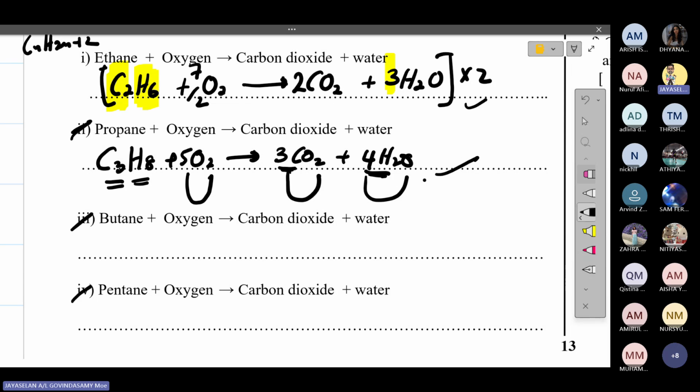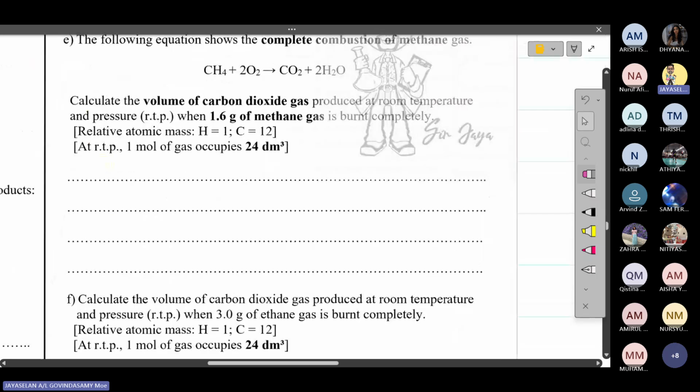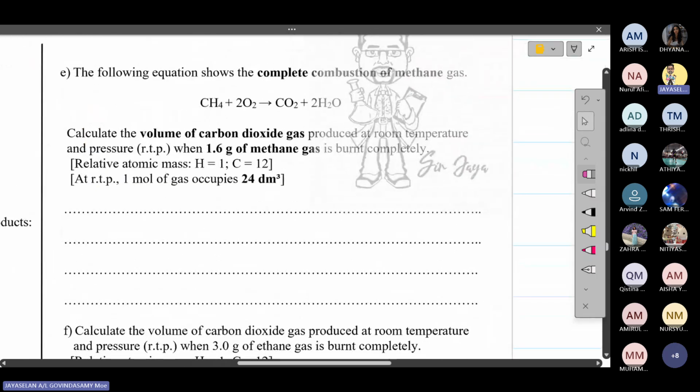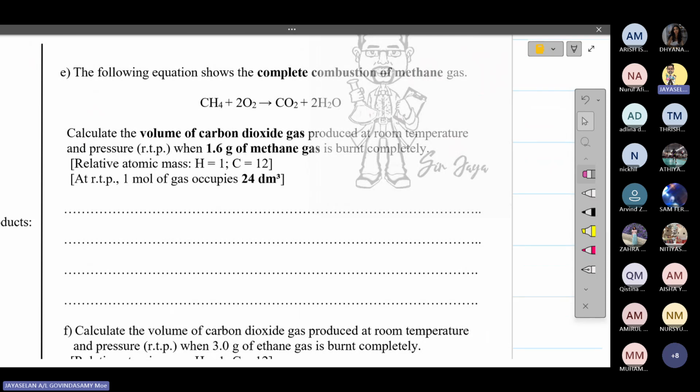Okay, now we go for the next question. One minute from now. Number 1, I'll do. Number 2, you guys do. Okay, this calculation is called stoichiometric calculation. So, it's related to chapter 3. So, they will bring it here. Okay, so number 1, we do together.